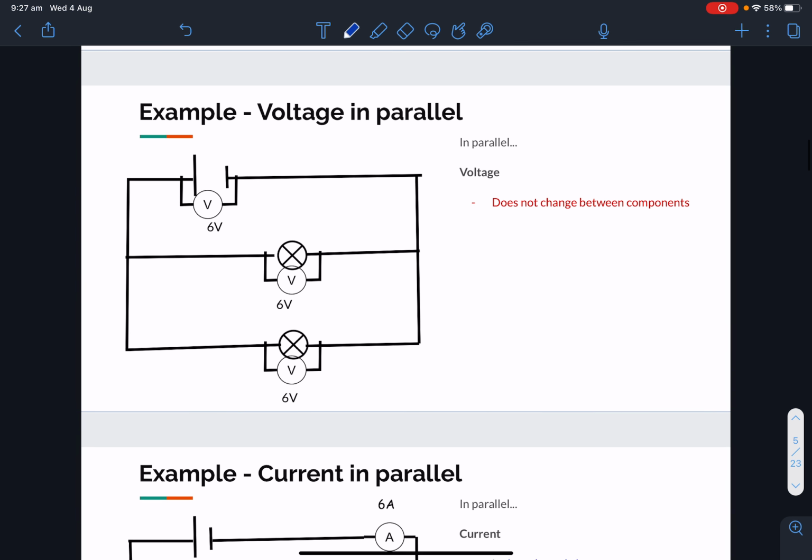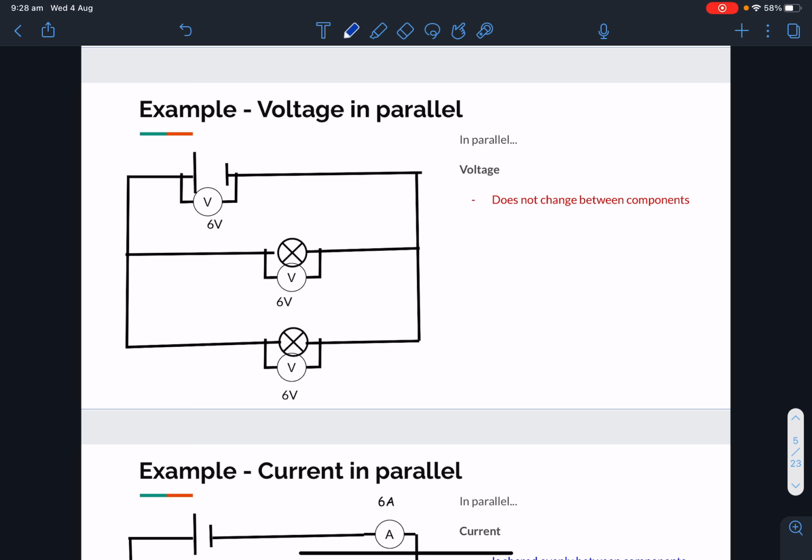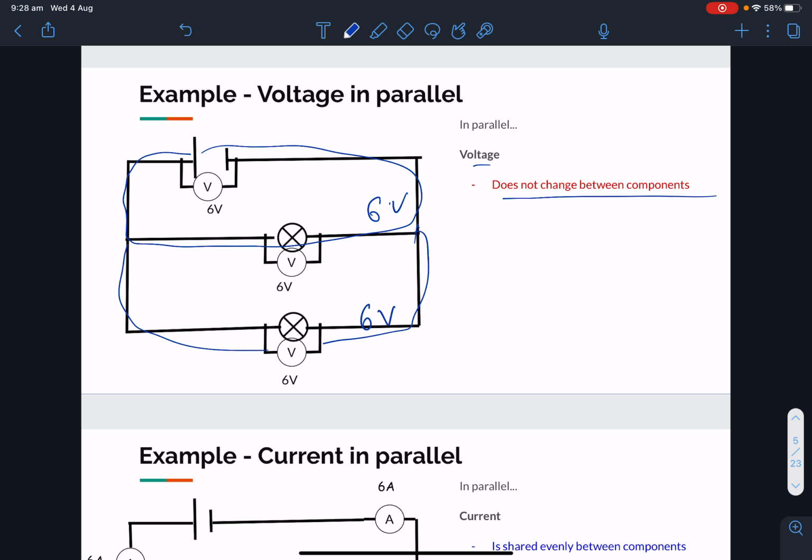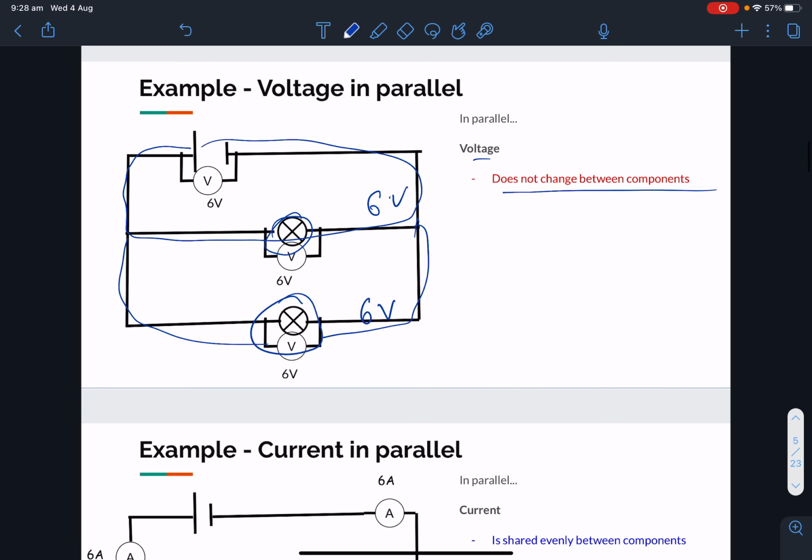Okay, let's look at our parallel circuit here. It's a parallel circuit because you can see there's one main loop there and there's a second main loop coming off it. This one's definitely parallel. Here the voltage does not change between the components, or does not change between the loops, I like to say. So this first loop gets 6 volts and this second loop gets 6 volts as well. There's one globe on this one, so it gets the whole of the 6 volts going through that loop, and there's one globe on this one, so it gets the whole of the 6 volts going through that loop. So voltage in parallel, each individual loop gets the full voltage.